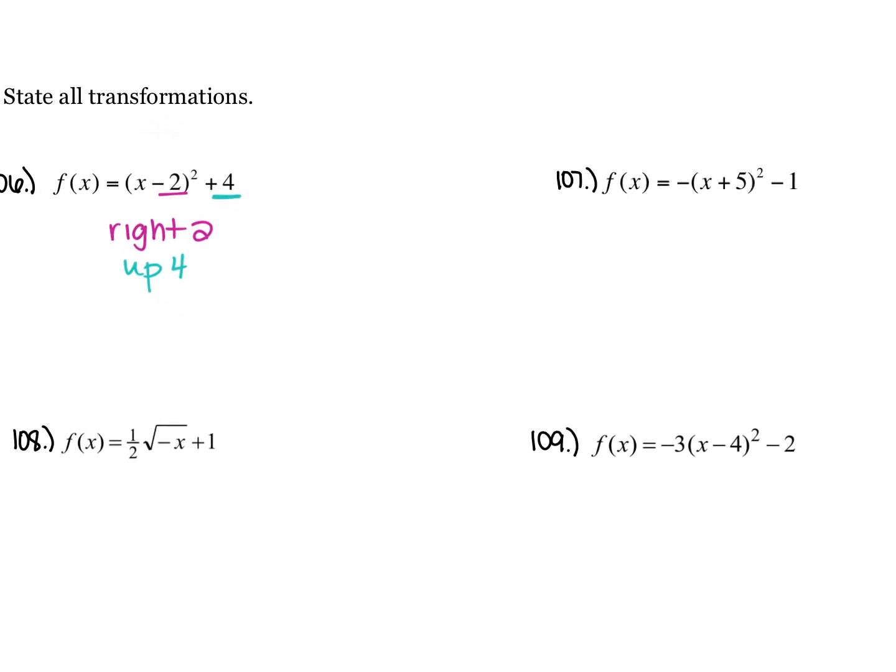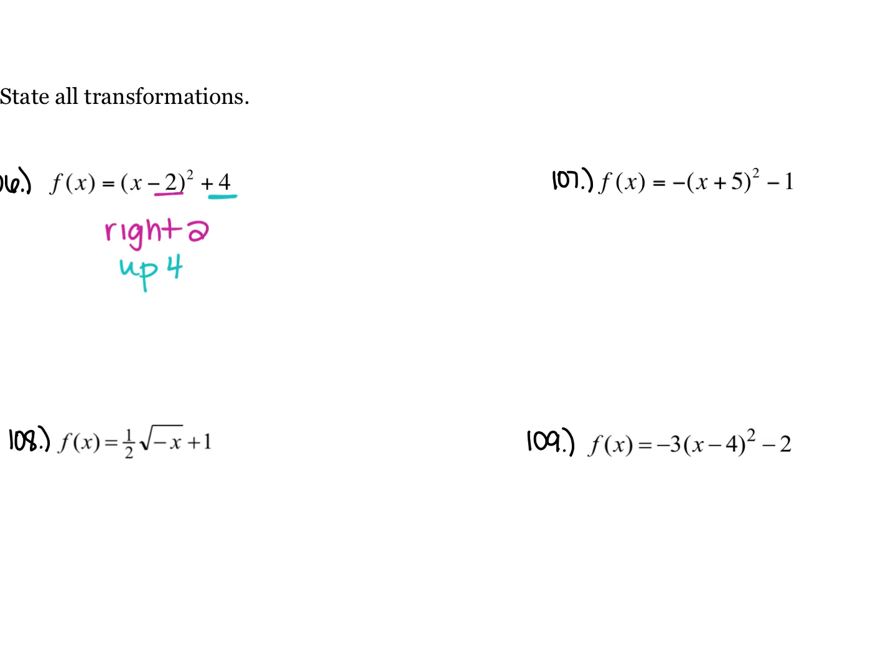For something like 107, where you have f of x is equal to the opposite of (x plus 5) squared minus 1, the negative that's out front reflects vertically. So that's a reflection over the x-axis. Then you have that plus 5 on the inside, so think opposite. That's going left 5 units. And then the minus 1 is on the outside, so that's down 1 unit.